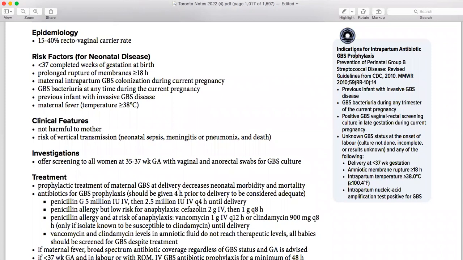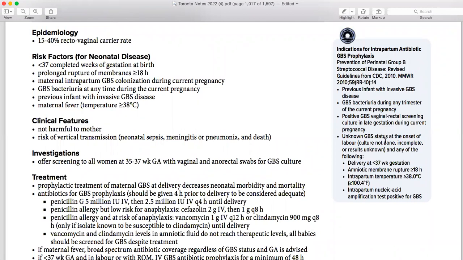Indications for the intrapartum antibiotic GBS prophylaxis, prevention of perinatal group B streptococcal disease. Previous infant with invasive GBS, if somebody already had a pregnancy with GBS as well, so in the next one you have to give antibiotic until proven otherwise. GBS bacteriuria during the pregnancy, you have to give the antibiotics. Positive GBS vaginal-rectal screening culture in the late pregnancy during the current pregnancy, you have to give.